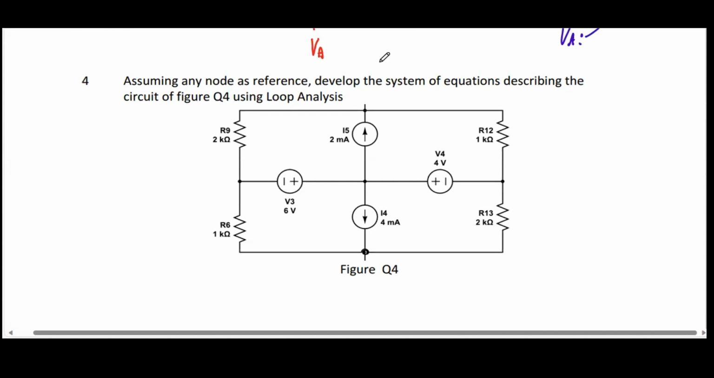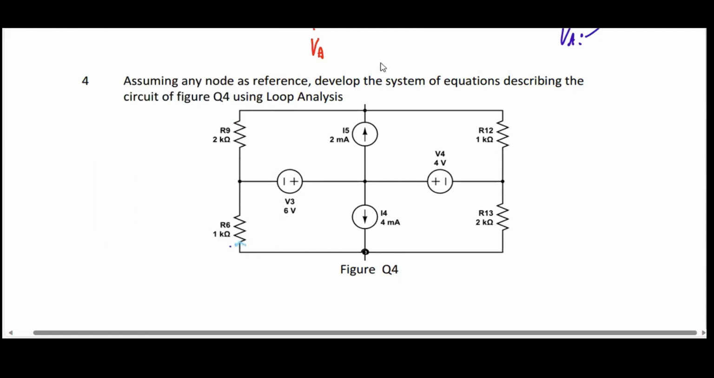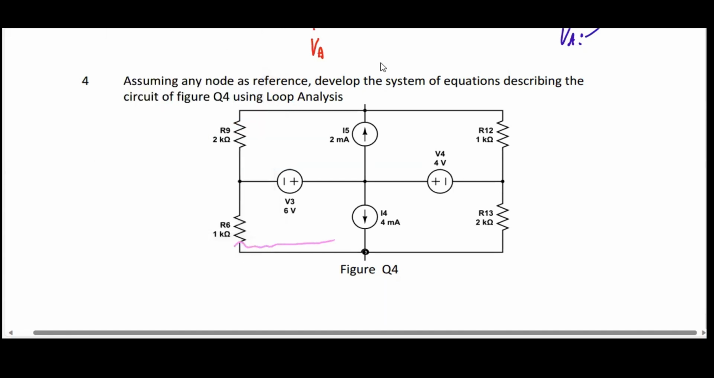All right, so let's try this one. Same thing, this is the last one I'm going to show you. The first thing is, as I said, to assume where the ground is. They never give it. So just treat it like a normal node. I'll use a different color. Let me try this one. That's hard to see, right? Let me try a different one. All right, good, there you go.